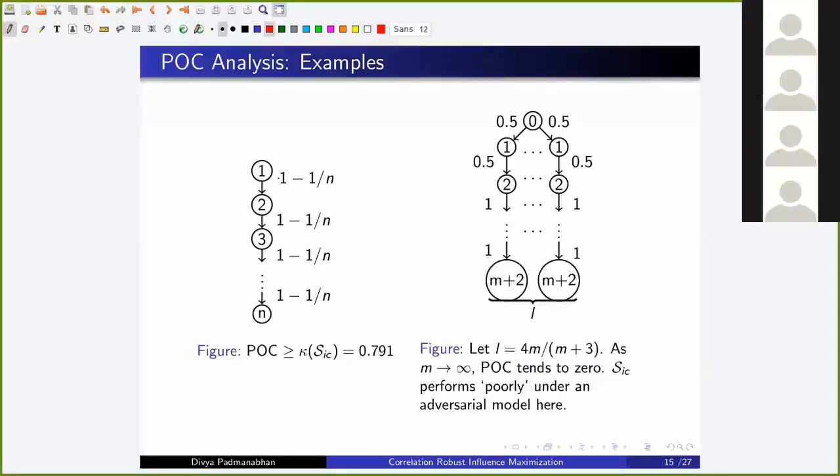But actually, we are able to construct some examples where the independent cascade model is hurt very badly in the presence of an adversary. That graph is something of this form. It's like a huge tree where there's some randomness in the initial part, and as this graph explodes, the price of correlations tends to go towards zero. So this is the case where these kind of graphs are affected a lot by the adversary. This is just to show that the robust model is adding value in some of these examples.